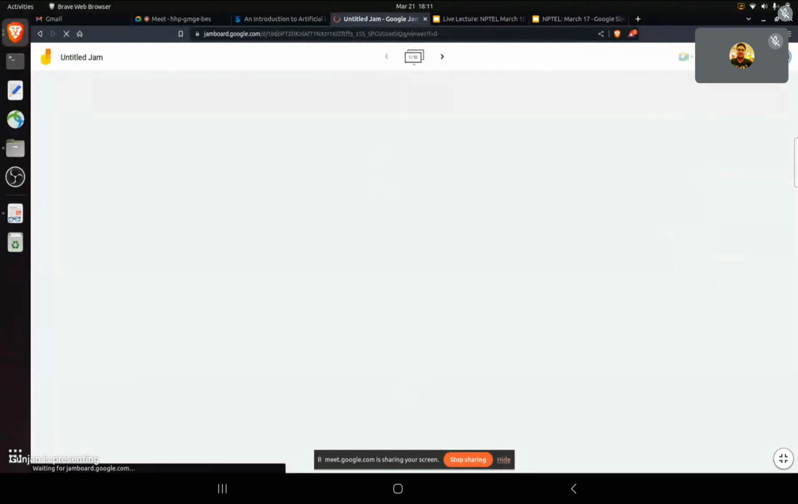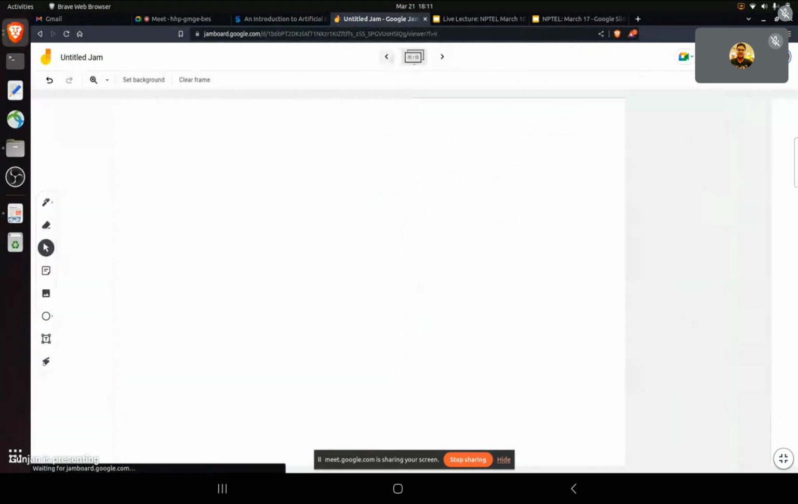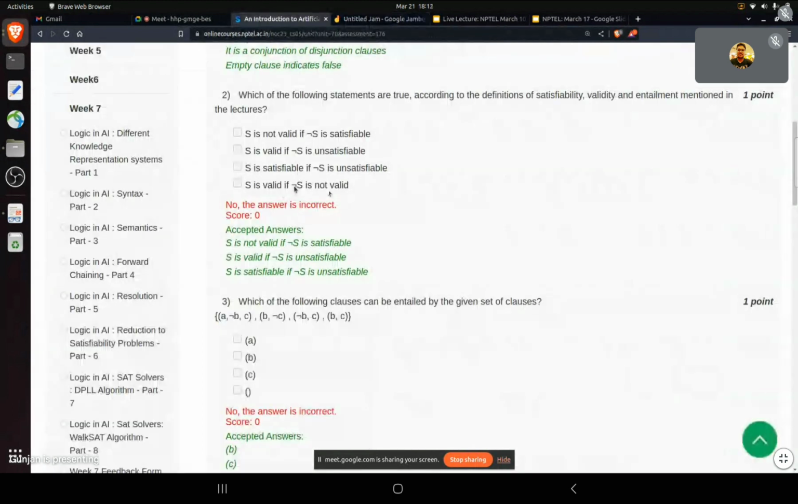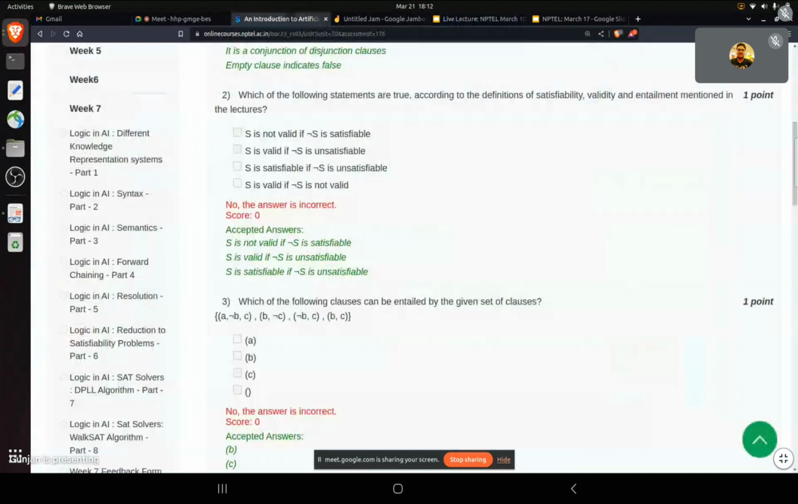Sir, for the last point, it's written that not S is not valid. Not S is not valid means not S is not true in all worlds. So it may still be true in some worlds. That's why it is not valid, because for a statement to be valid, it has to be true in all worlds. So when we put negation again, S is still true in some worlds and false in some worlds. So it is not compulsory that S will be true in all worlds and hence valid.